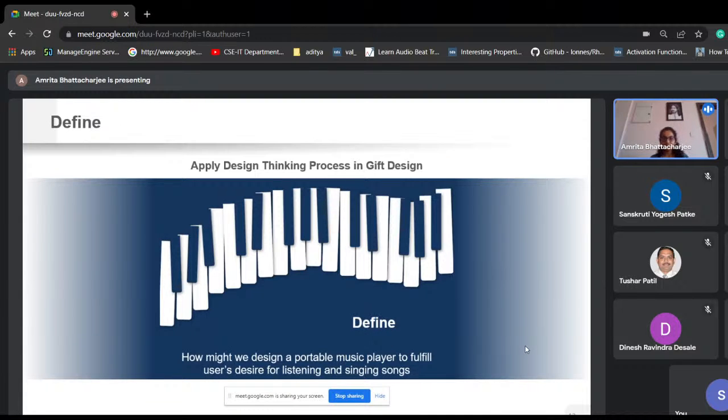Finally, it was defined: how might we design a portable music player to fulfill the user's desire for listening to and singing songs? This is one way to define any problem, starting with how might we. This how might we statement helps to define any problem. This is one way to define a problem statement. So in the define phase, we are mainly defining the problem statement.